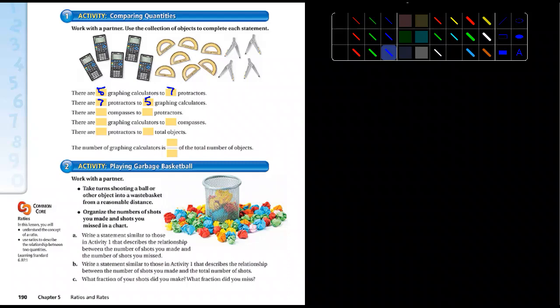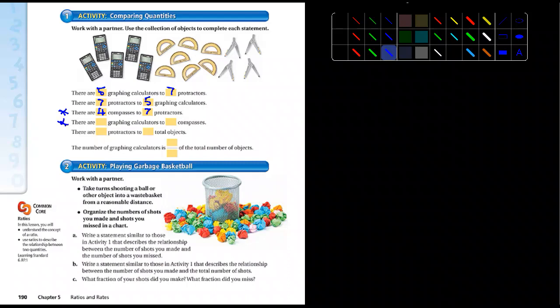Then it says there are blank compasses to protractors. So let me start pulling some sticks here. Miss Werner, this one right here is what we're talking about. There are blank compasses to protractors. How many compasses are there? And protractors? 7. Okay, nicely done. Put up 20 points.